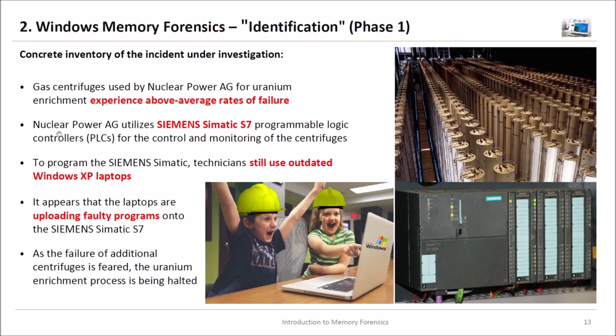The Nuclear Power AG utilizes Siemens SIMATIC S7 programmable logic controllers, PLCs, for the control and monitoring of the centrifuges. You can see this unit here. This is a Siemens SIMATIC S7 unit, and these units control the Nuclear Power AG's centrifuges. To program the Siemens SIMATIC, technicians still use outdated Windows XP laptops, as you can see here. And it appears that these laptops are uploading faulty programs onto the Siemens SIMATIC S7. As a failure of additional centrifuges is feared, the uranium enrichment process is being halted.